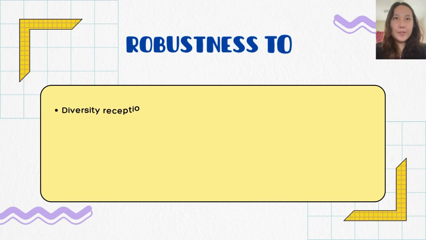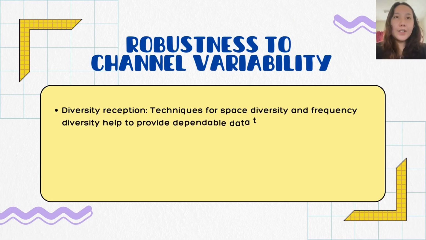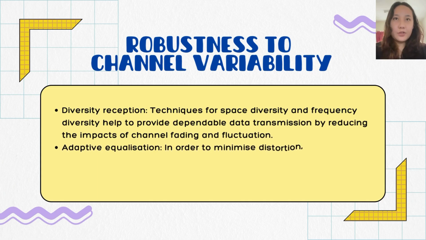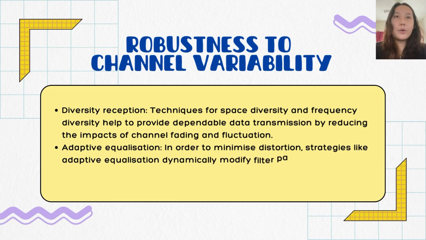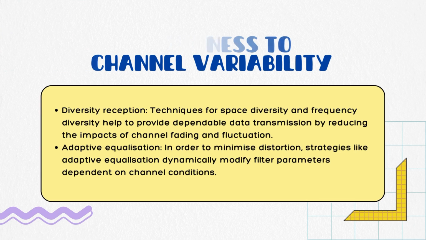Next, to improve the system, it needs to have robustness to channel variability. First, diversity reception. Techniques for space diversity and frequency diversity help to provide dependable data transmission by reducing the impacts of channel fading and fluctuation. Second, adaptive equalization. In order to minimize distortion, strategies like adaptive equalization dynamically modify filter parameters dependent on channel conditions.